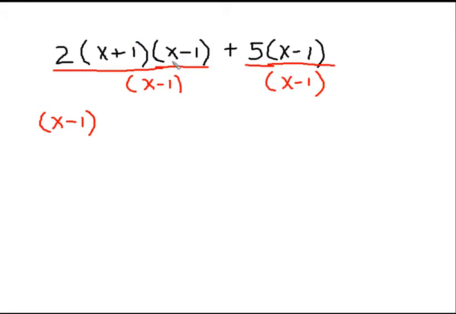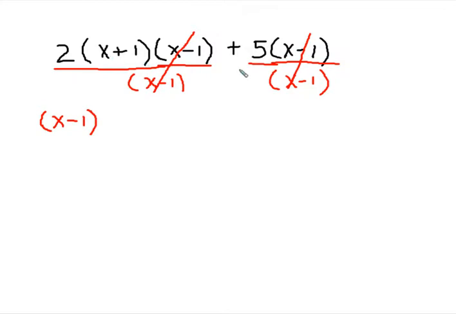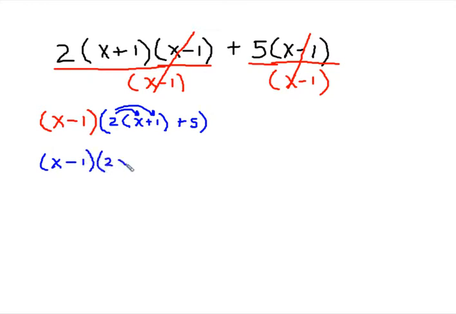And notice x minus 1 over x minus 1 is 1, so we can cancel those common factors. And the same thing here. Now notice we have left over 2 times x plus 1 and plus 5. So we're going to place that in a second set of parentheses. So we have 2 parentheses x plus 1 plus 5. Next, we're going to simplify by distributing the 2. And so we'd have x minus 1 would remain. And here we'd have 2x plus 2. And then we have plus 5.